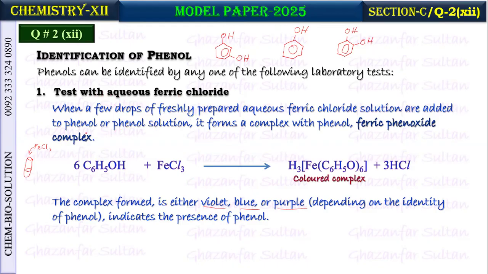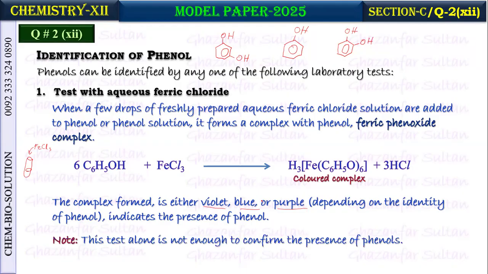So what we do, we take the sample solution and we add a few drops of ferric chloride solution, aqueous solution. Then, if phenol is there, the color changes to violet, blue, purple, or any other color. And I have already told you that this test alone is not enough to confirm the presence of phenol. You don't need to write it in your answer, but because I'm explaining in the video, I'm telling you everything.